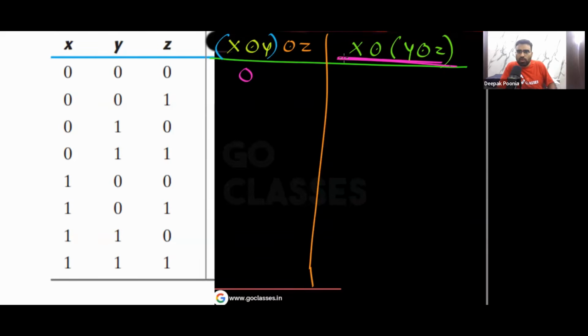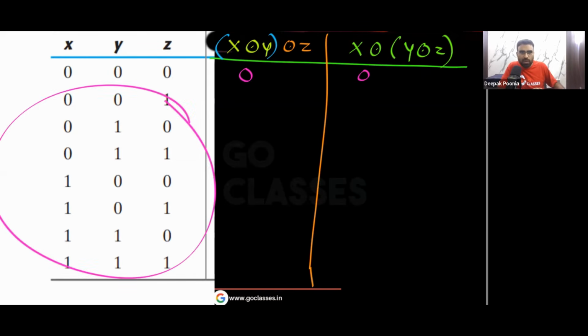Okay, now let's come to this. So first you find what is y XNOR z. 0 XNOR 0 is equal to 1, because here both are same. Then you do XNOR with 0. 1 XNOR 0, that will be 0. So did you notice that they are basically same? Actually this will happen for every row.